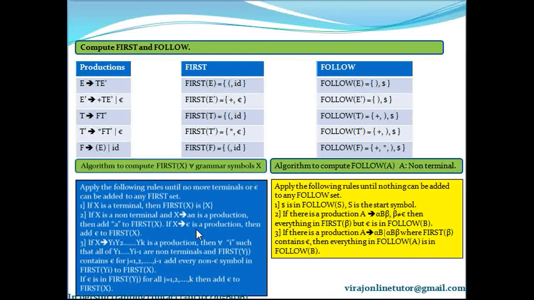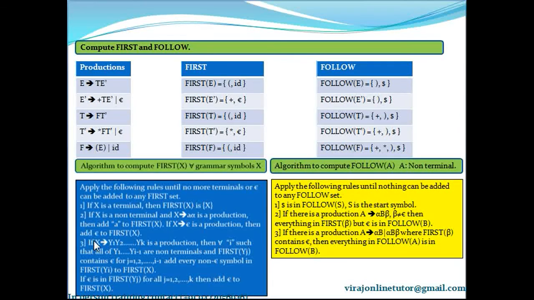That means if X is a terminal, first of a terminal is the terminal. If X gives epsilon is a production, then epsilon goes in first of X. That's what we did here. Epsilon went in first of T dash, epsilon went in first of E dash. So if X gives epsilon is a production, you place epsilon in first of the left hand side.